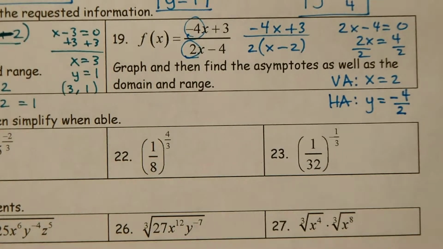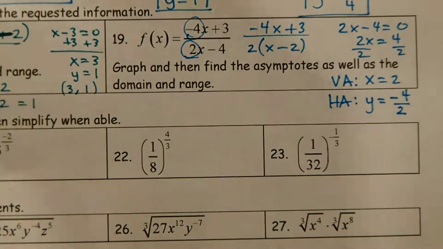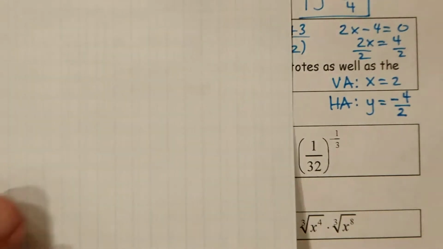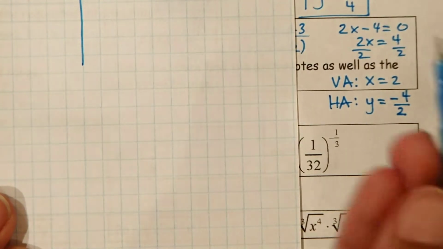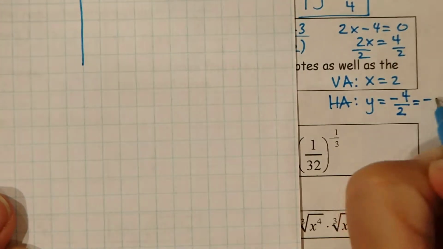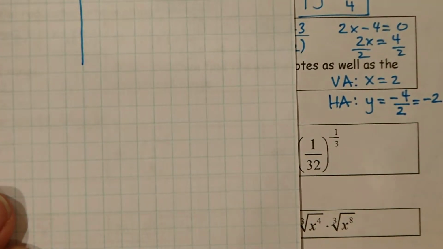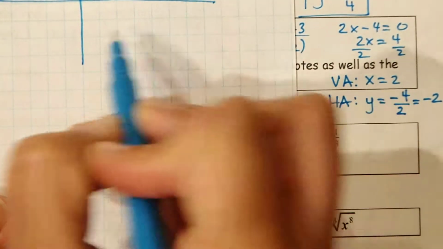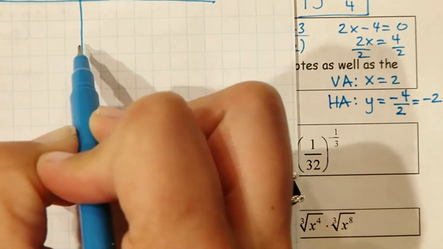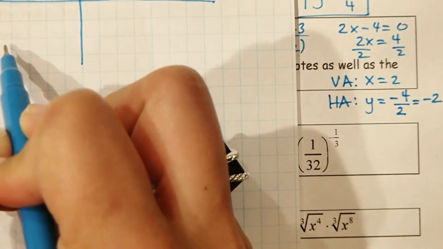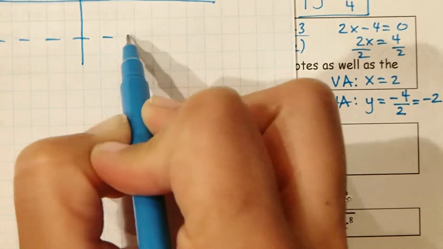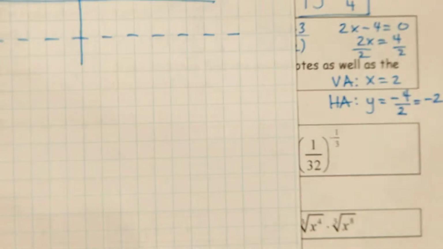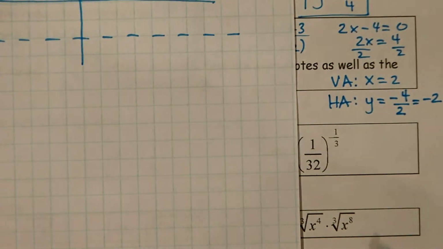All right, so we need to graph this. This is going to simplify to negative 2 as well. So our horizontal asymptote is at y equals negative 2. Our vertical asymptote is at x equals positive 2.